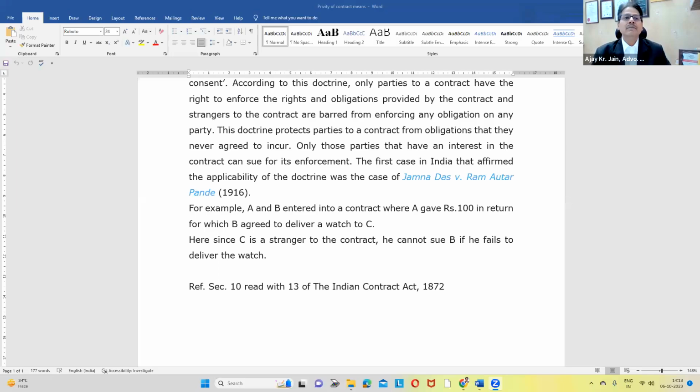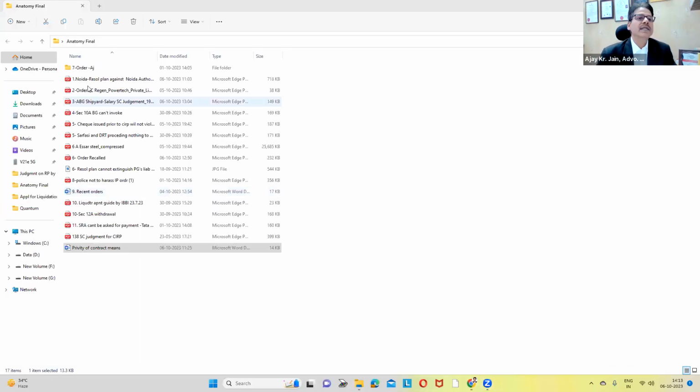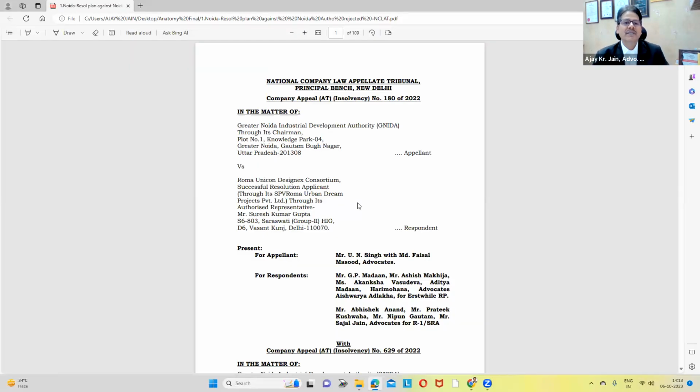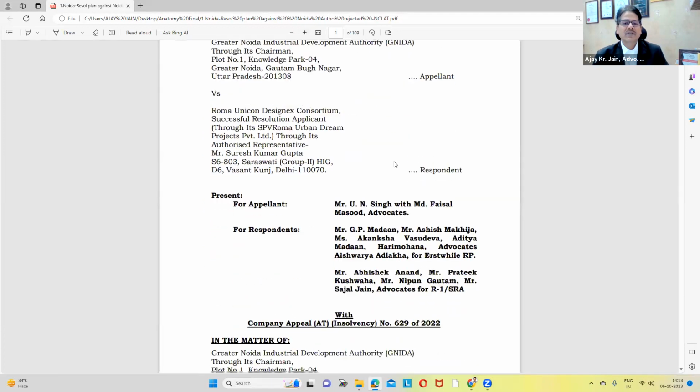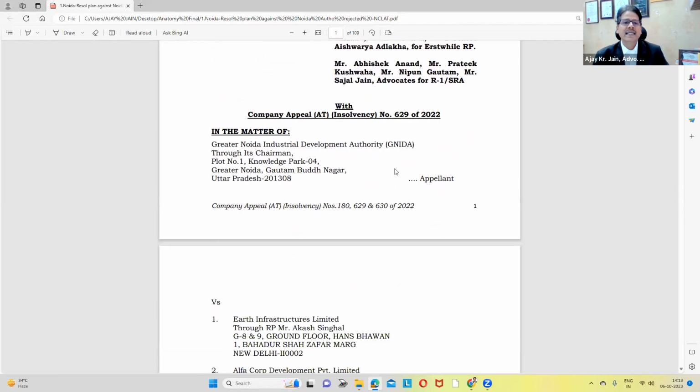Now come to relevant case laws to these provisions. Even in CRP, you will find many things like contract, like agreement, this guarantee contract, personal guarantee contract, like that. Now I am coming to the first case, which is Noida. Noida Authority, Greater Noida Authority versus Roma Unicorn. This is the recent judgment. 2023, it has been passed by the NCLAT.